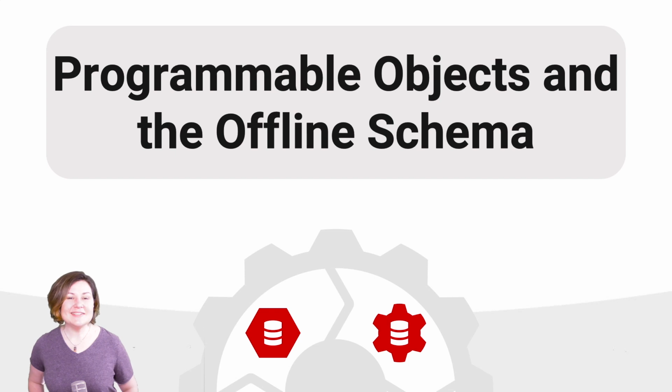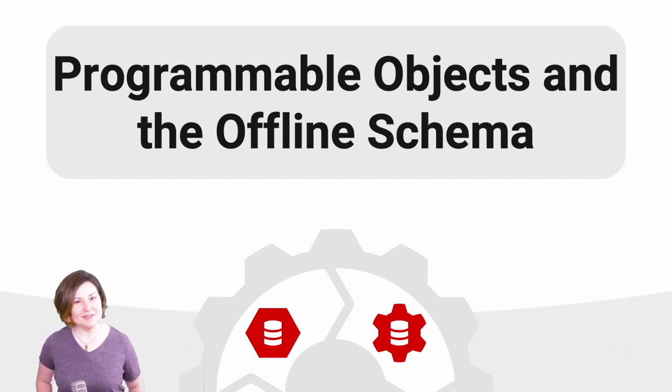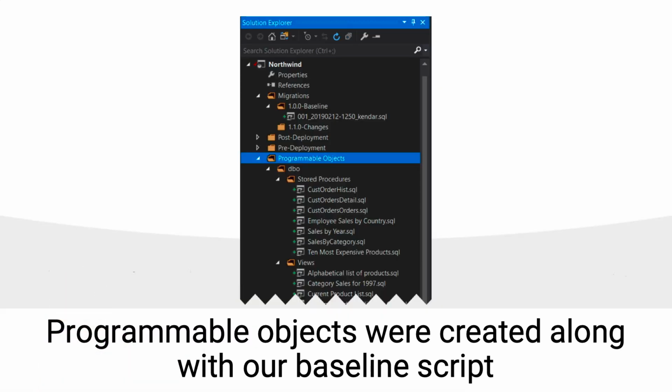We are going to look at SQL Prompt, and it is going to help us refactor a couple different kinds of objects. We're going to work on one programmable object and one object from our offline schema. So, quick overview, what does that mean?